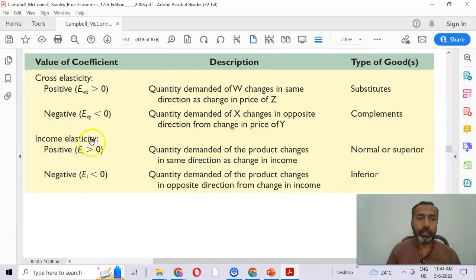On the basis of calculation of income elasticity of demand, if the answer is positive, it means that quantity demanded of the product changes in the same direction as the change in income, and those goods will be known as normal or superior goods. And if the answer of income elasticity of demand is less than 0, it means that an increase in income of people is decreasing the demand of that particular product, and that product will be known as an inferior product.